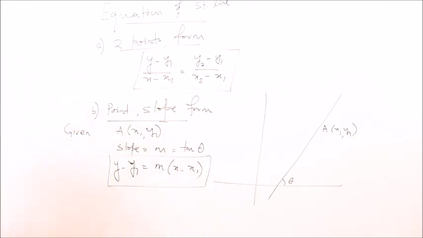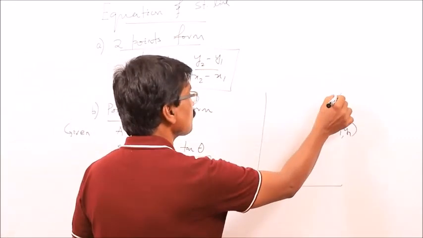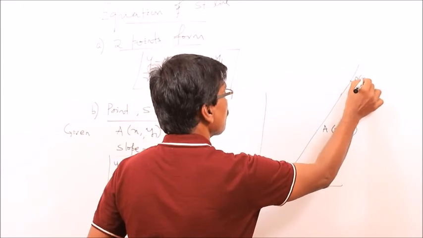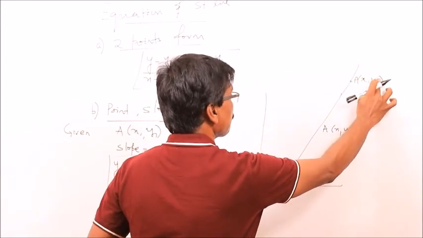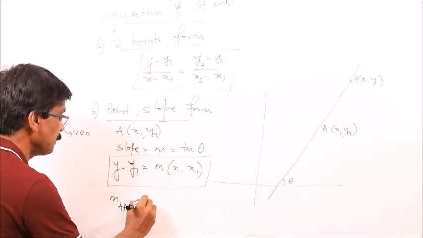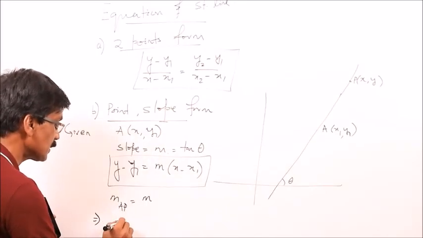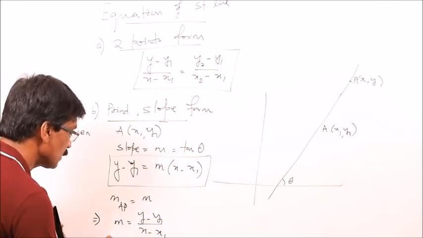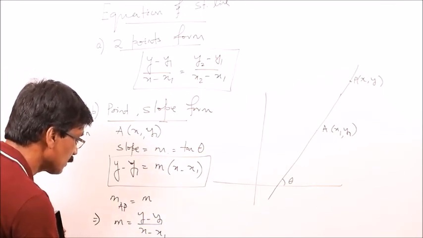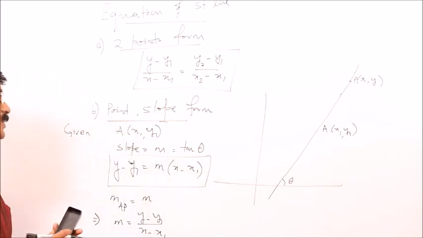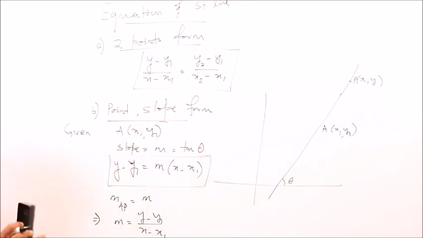So it can be easily verified. Suppose P is any other point having coordinate x y. So slope of AP is equal to m. So this implies m is equal to y minus y1 by x minus x1, that is y minus y1 is equal to m into x minus x1. So this is called point slope form. So this is one of the important forms.